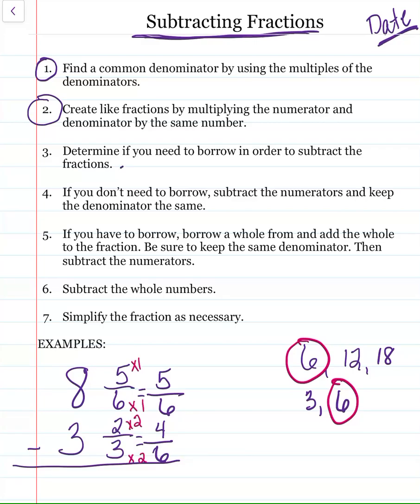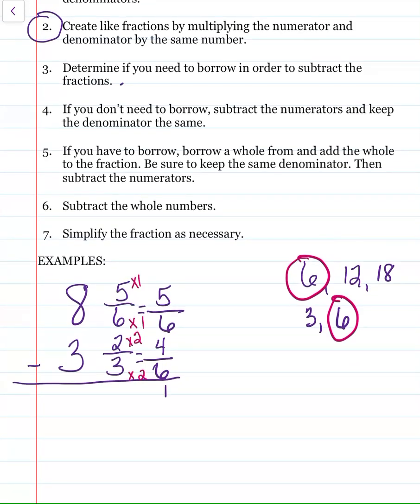Now we need to determine if we need to borrow in order to subtract the fractions. So we do that by looking at the numerators. I have 5/6 and 4/6. So can I say 5/6 minus 4/6? Yeah, if we have 5/6, we can subtract 4/6. So we're going to go ahead and subtract that. And 5/6 minus 4/6 is 1/6. So we determined if we needed to borrow. We didn't need to borrow, so we just subtracted the numerators.